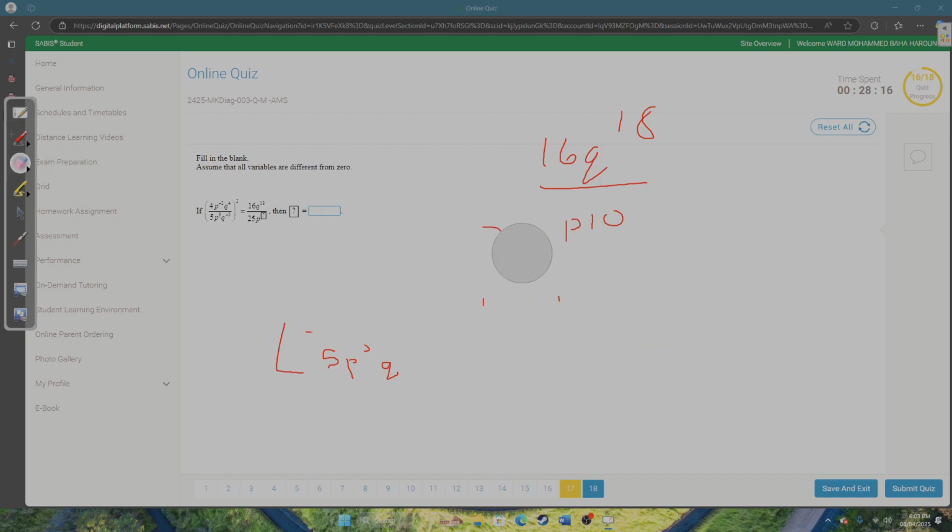We found the thing. Now they just want 25P what? Oh, I forgot about 25. It's 25P10.